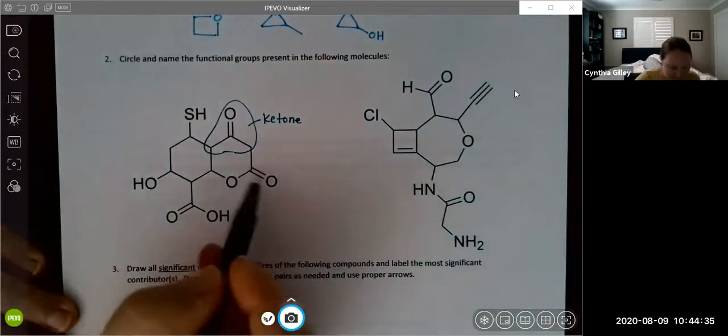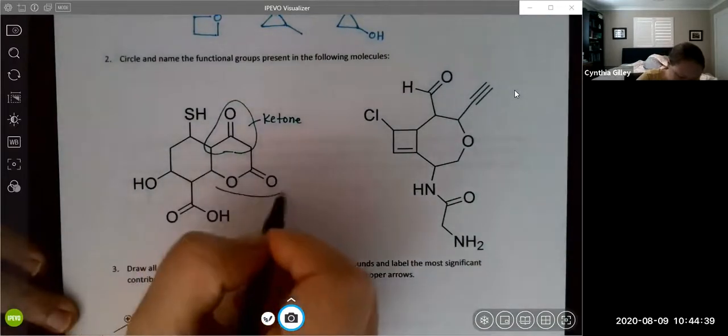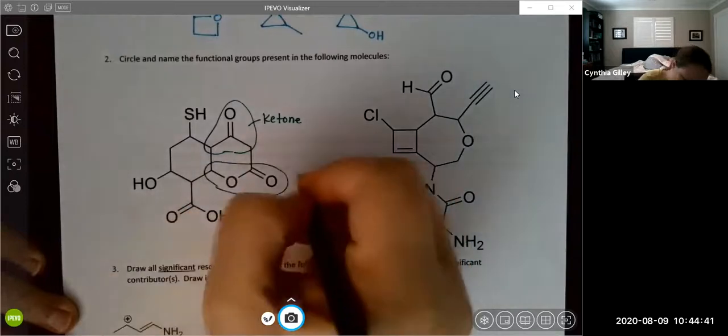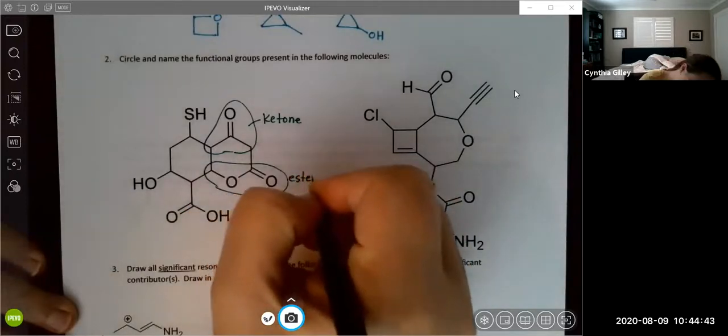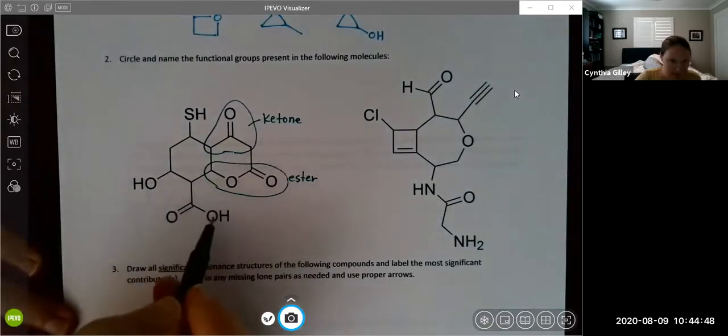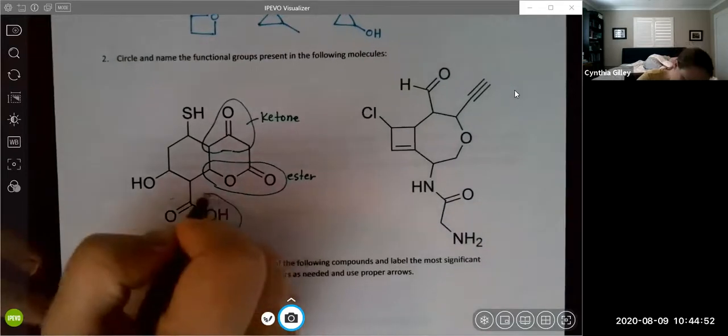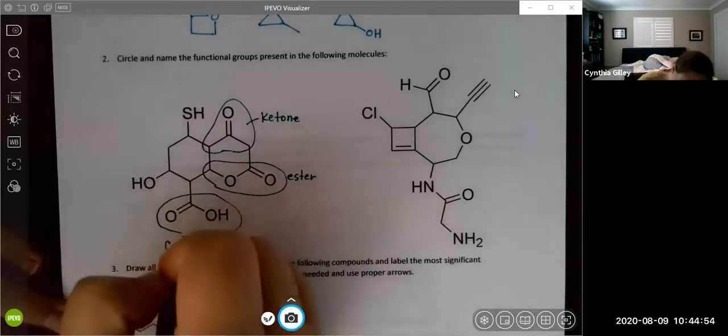This carbonyl has an oxygen on one side that has an R group attached, so this is an ester. This carbonyl has an oxygen on one side and a hydrogen attached to that, so that makes this a carboxylic acid.